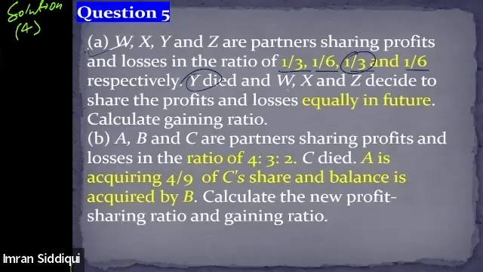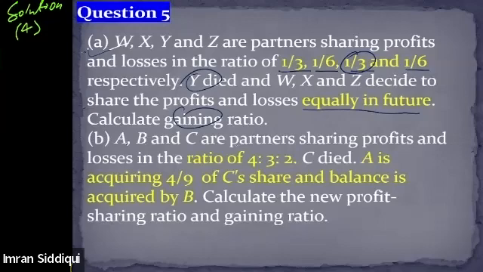So he is dying. W, X, and Z decided to share the profits and losses equally in the future. Okay, so this is the profit sharing ratio will be 1:1:1. We need to calculate the gaining ratio of the partners.